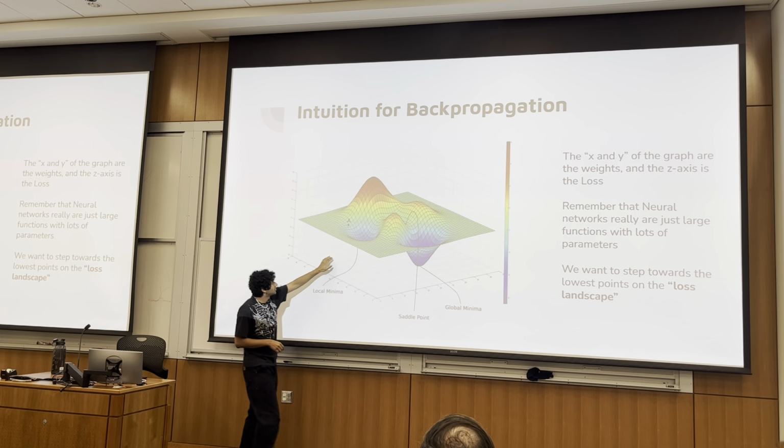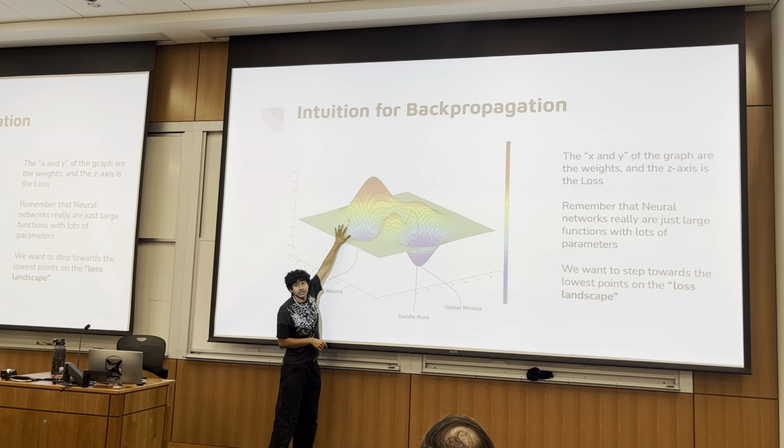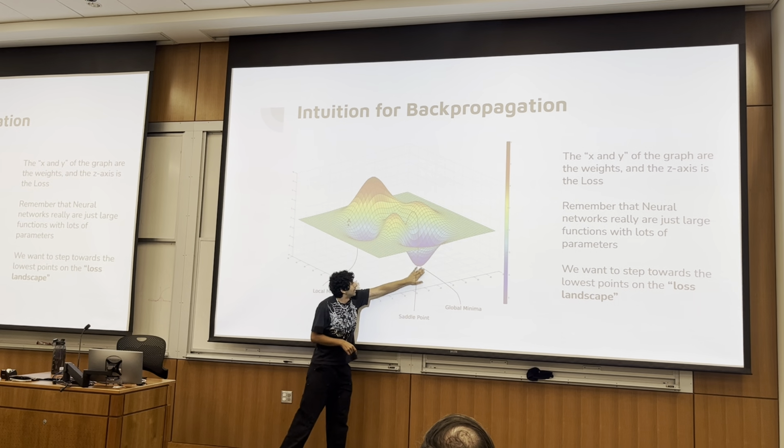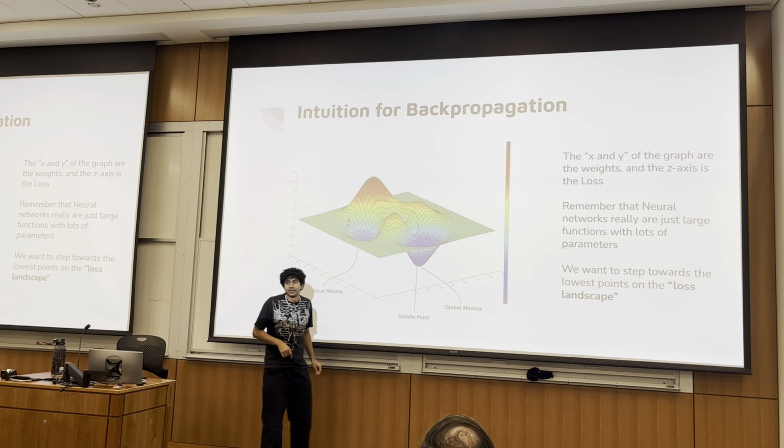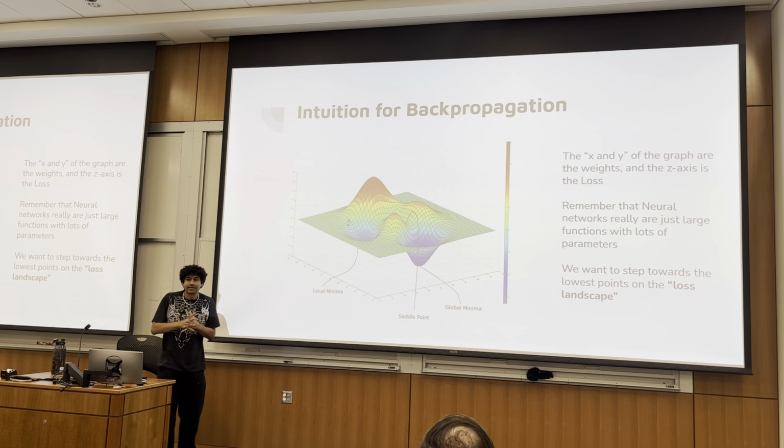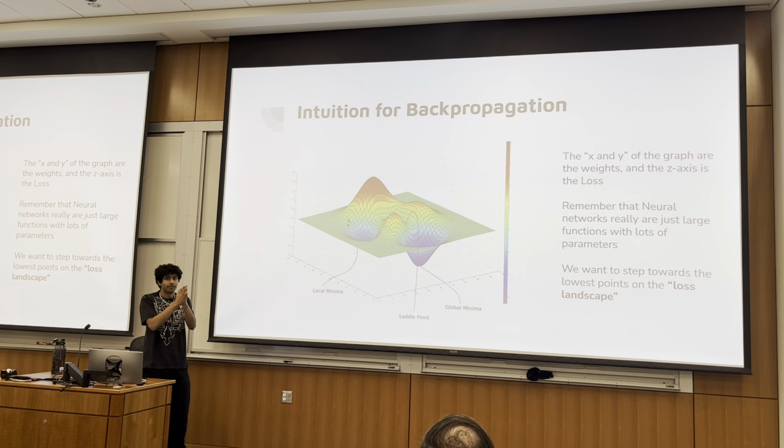So say we randomly initialize like here or something, right? We want to slowly make our way down this hill to end up in like this pocket over here. That's what gradient descent is. You're descending towards this minimum. And again, it won't look like this.